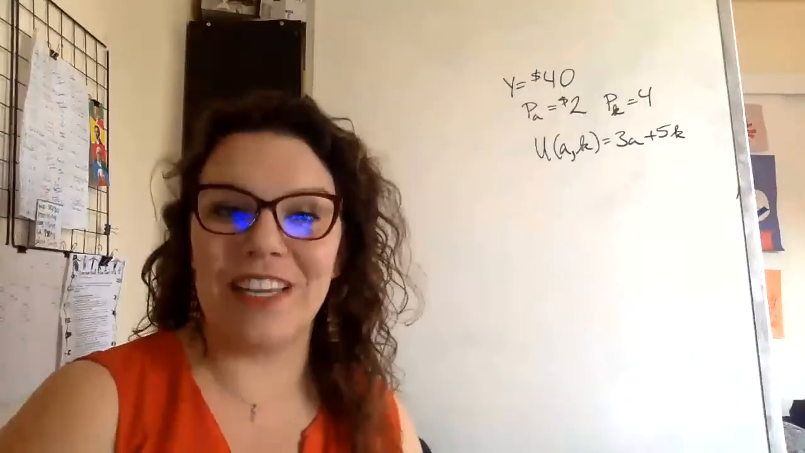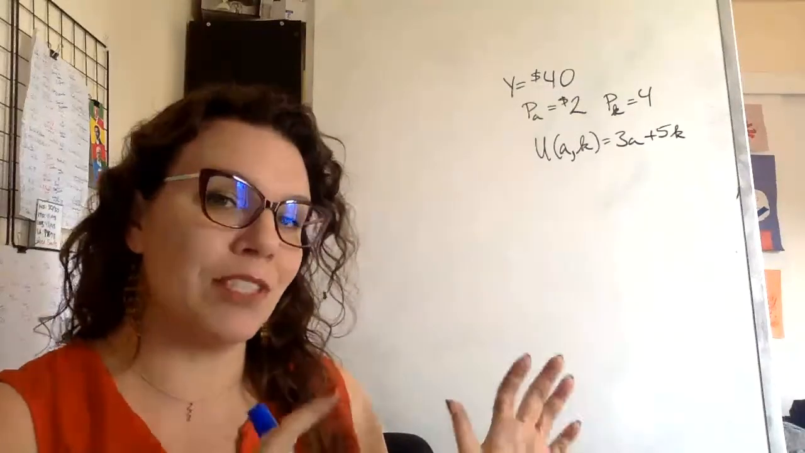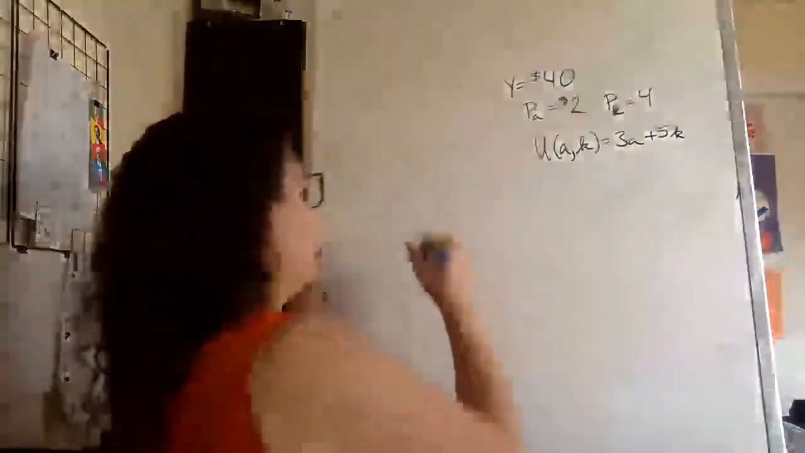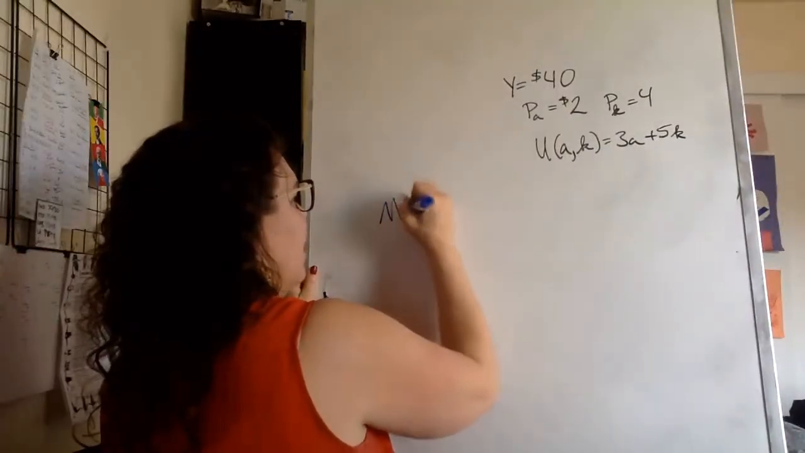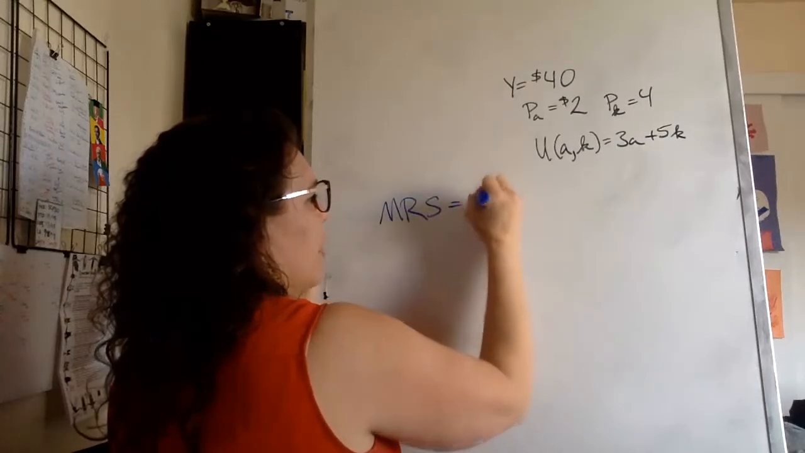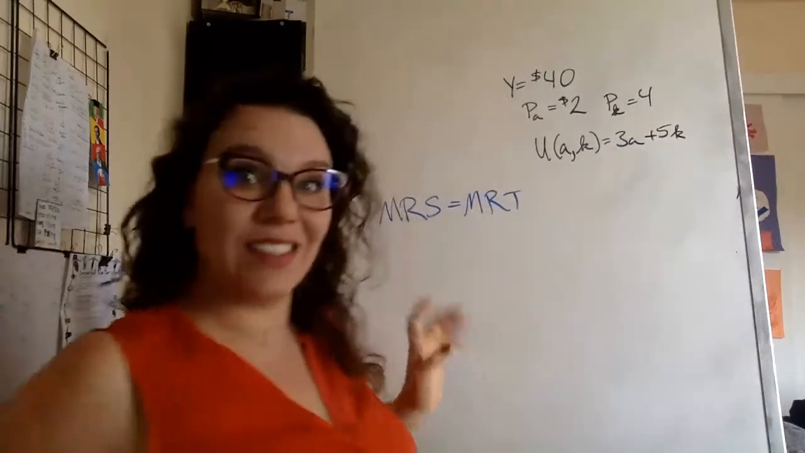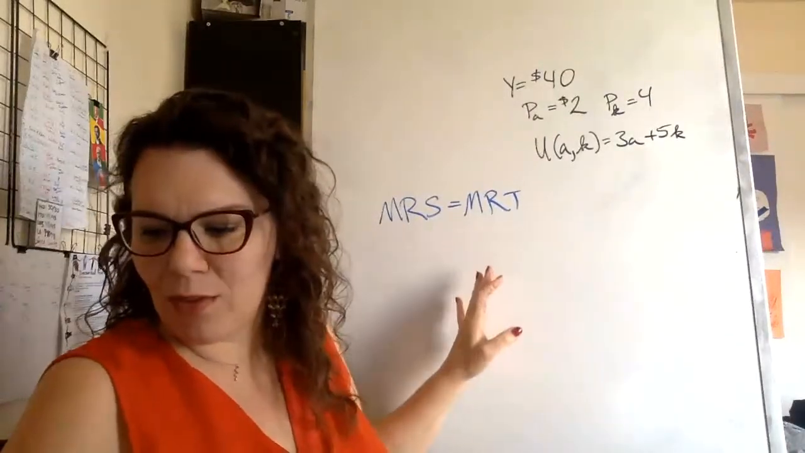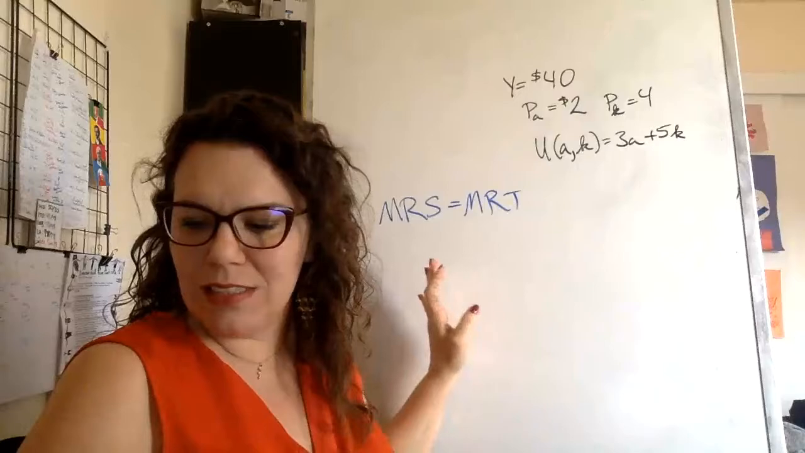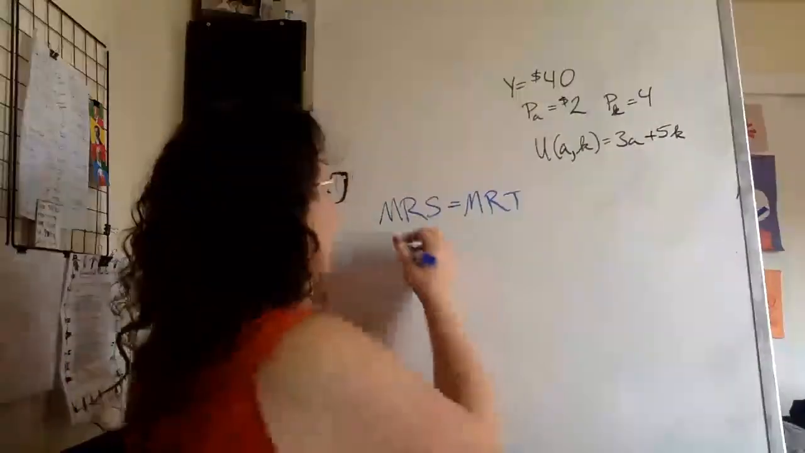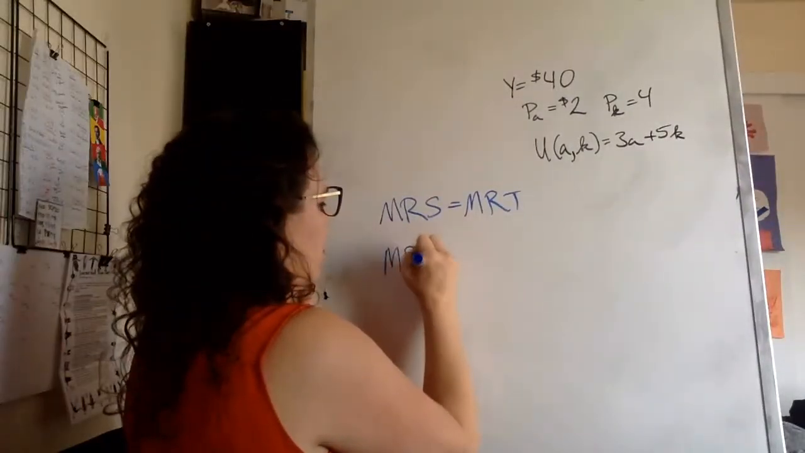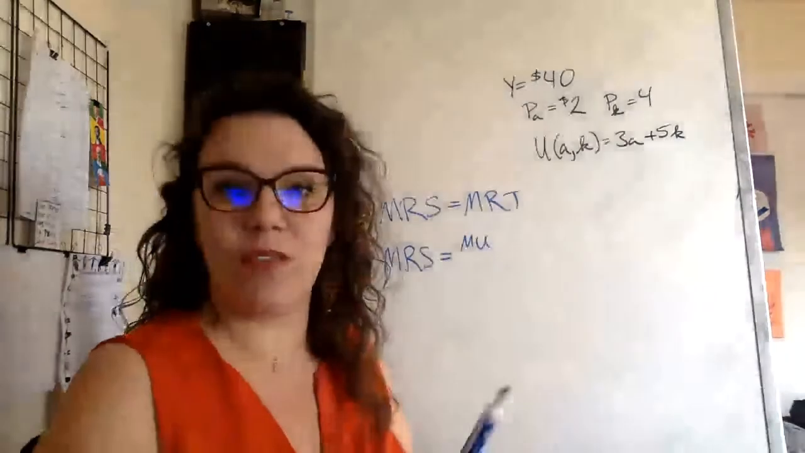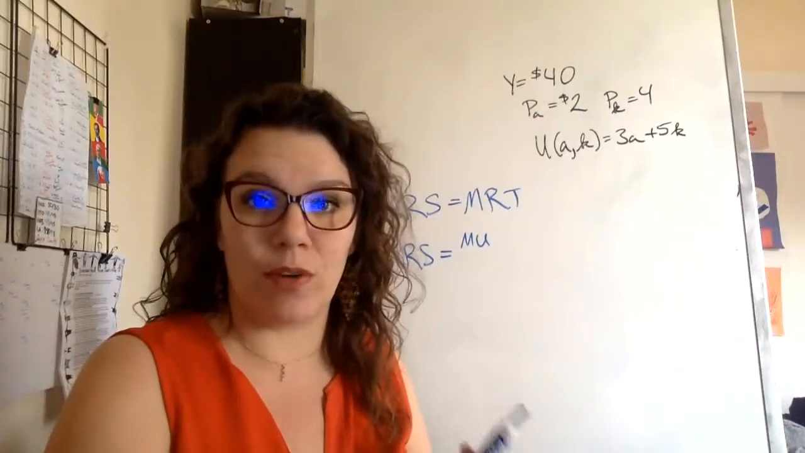Remember, the slope of the indifference curve is the marginal rate of substitution. The slope of the budget constraint is the marginal rate of transformation. So remember, we had that part where we said MRS is equal to MRT. That's our utility maximizing space. We also looked at it another way, right? We said that MRS equal to MRT is the same as saying the ratio of the marginal utilities is equal to the ratio of the prices, right?